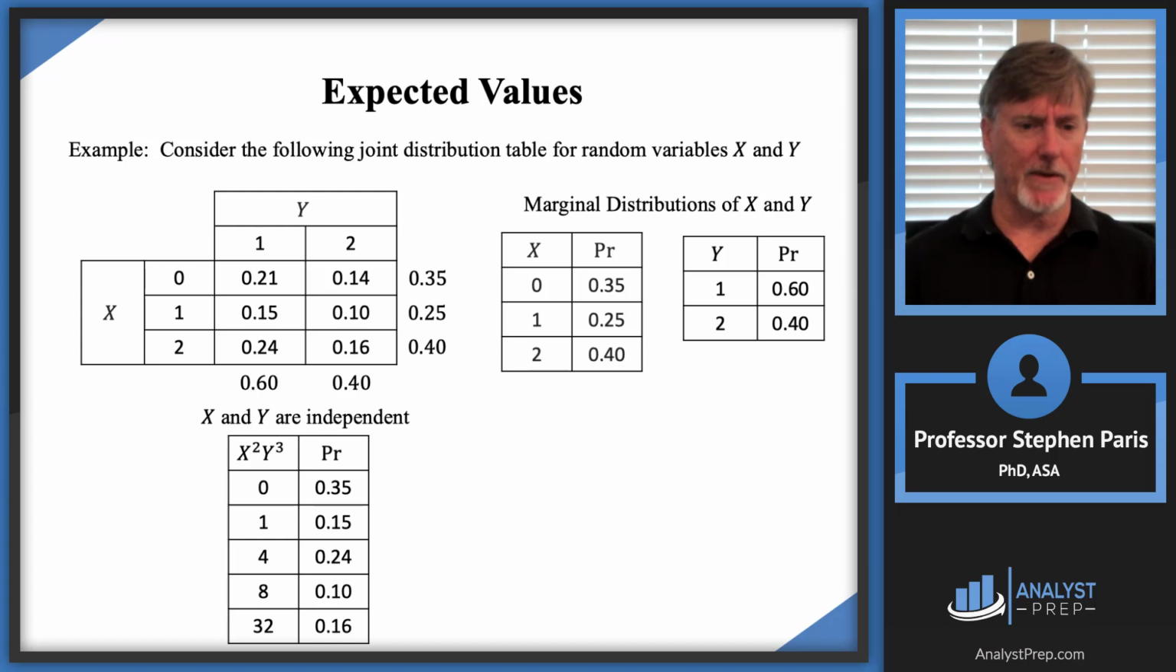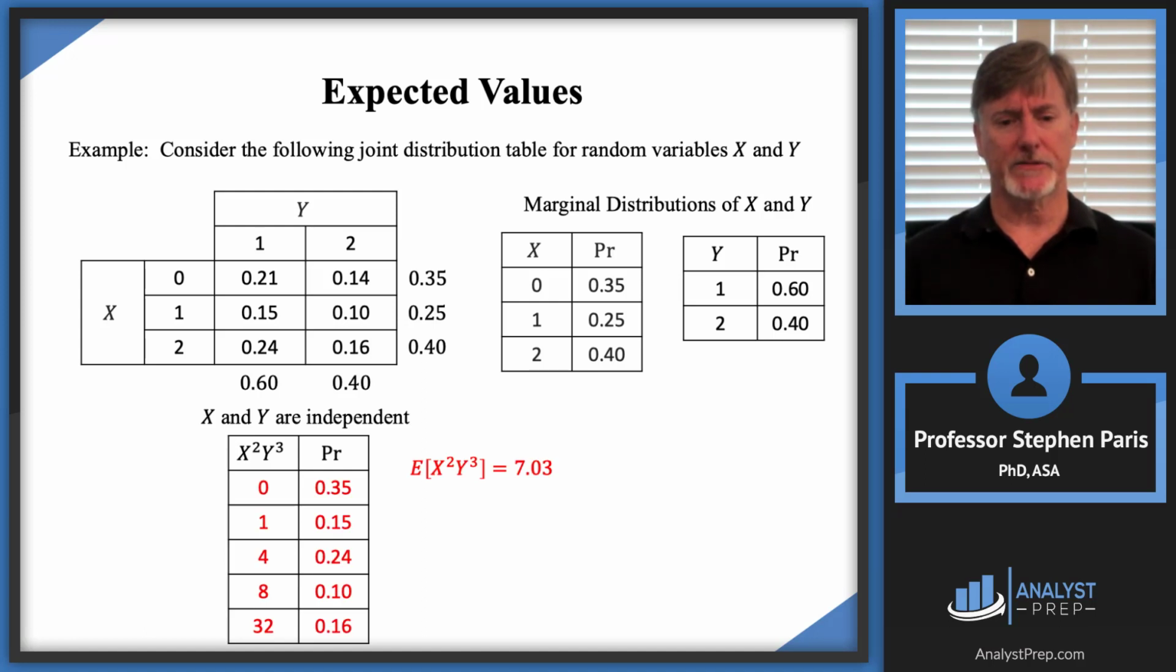I don't have a slide for this, but I'll give you an example. For instance, if cap X is 1 and cap Y is 2, I'm looking at the middle row in the table and the last column in the joint distribution table. Then the value of cap X squared times cap Y cubed would be 8. If you look at 8 in the table below, you'll see that it comes with a probability of 0.1, which corresponds to cap X equal to 1 and cap Y equal to 2. 1 squared times 2 cubed is 8. Now fill in the rest of the table that way.